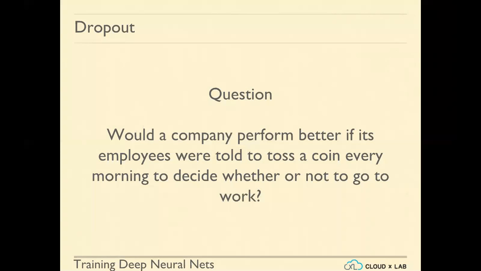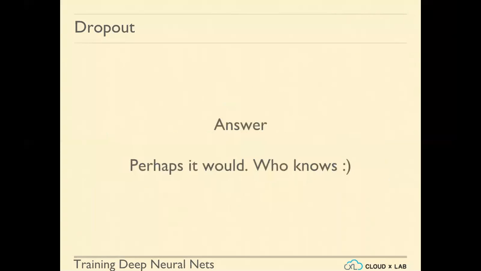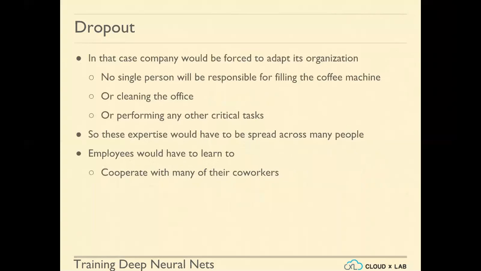In our example, we are assuming that all the workers are healthy and all of them show up. But we have told them that every morning they have to do a coin toss, and only if it comes up heads do they come to the office. If it is tails, don't come. Perhaps it would work. Who knows? Nobody has actually tried. Maybe the company might work better. We just have to do validation testing or cross-fold testing, some kind of testing on the company.